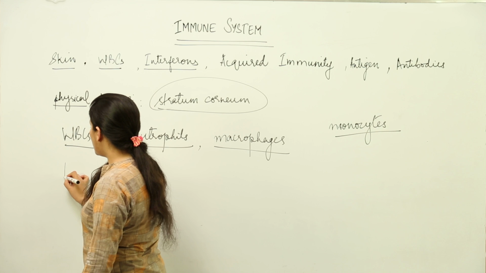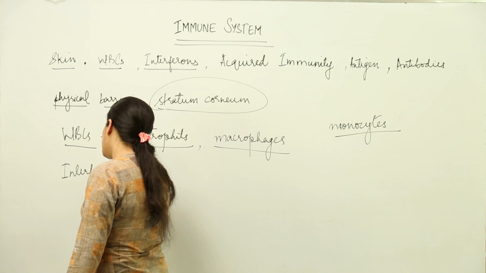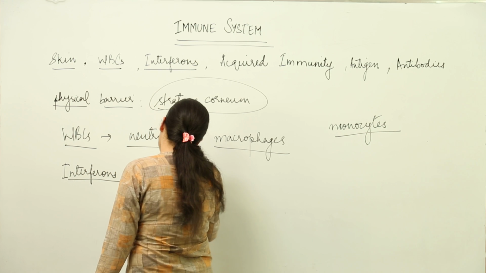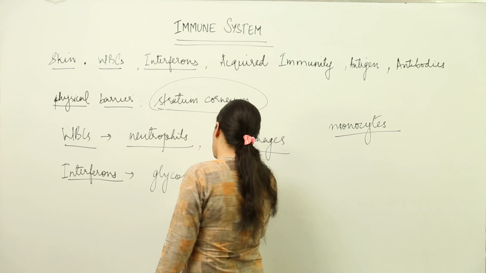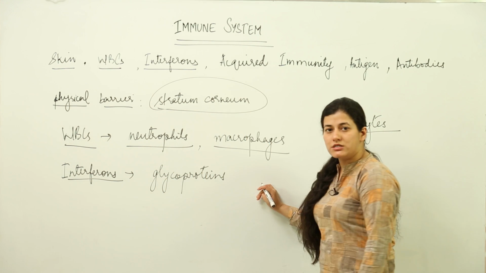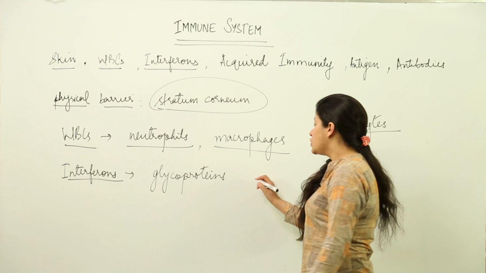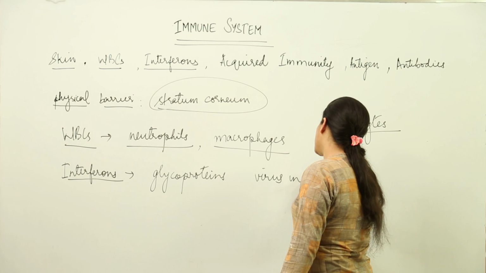What about interferons? Interferons, you have to remember, are glycoproteins. Now, what do glycoproteins have to do in the immune system? They are the glycoproteins which are released by infected cells. Which cells? Those which have been infected by a virus.